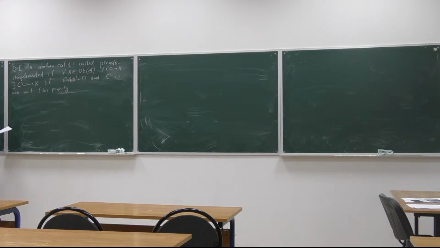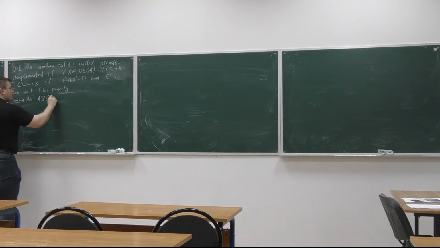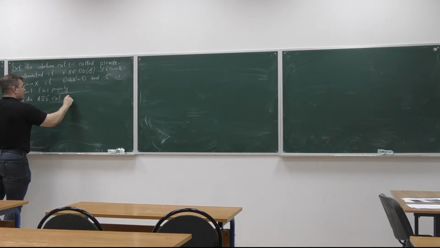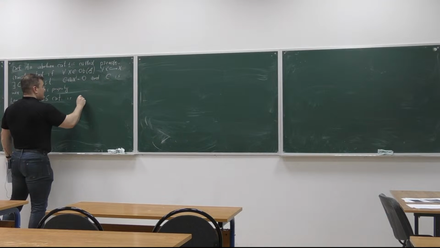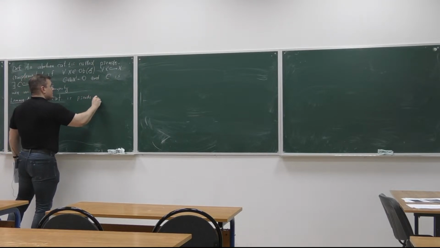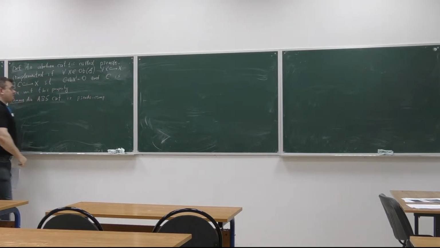So why is this important for what we do? Well, because we have the following lemma, which is quite easy to show. So I'm going to leave this as an exercise. An AB5 category is pseudo-complemented. So this is just one of the properties of AB5 categories. So mostly we're going to study today injective objects in AB5 categories, more specifically in Grothendieck categories.